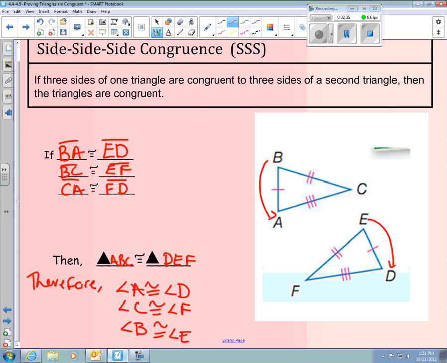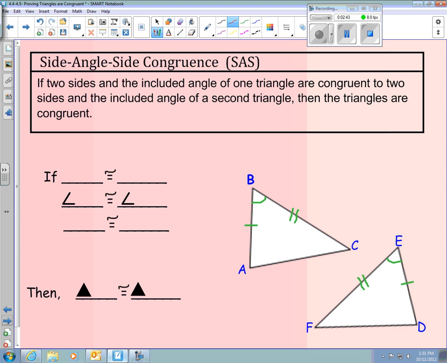The one thing that we need to pay attention to is that if all of our angles are equal, we cannot say that our sides are all equal. We'll talk more about that tomorrow. All right, next one, side angle side congruence.